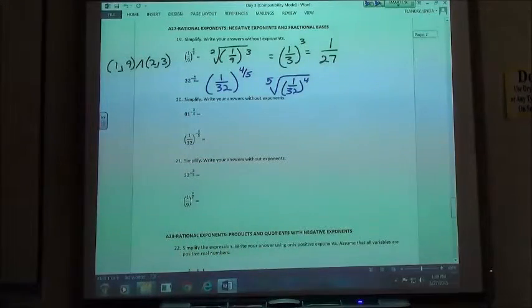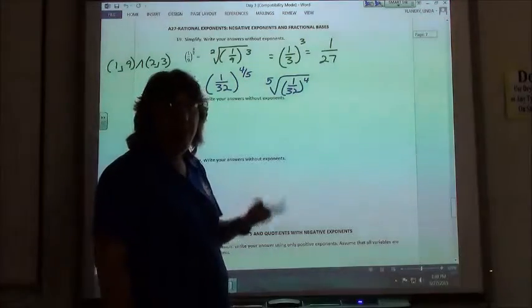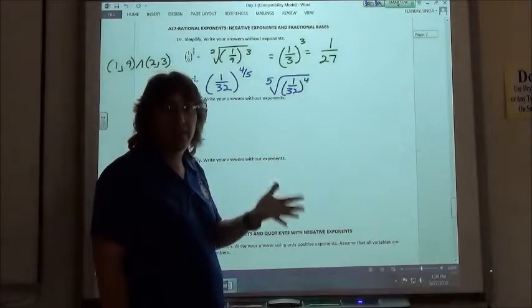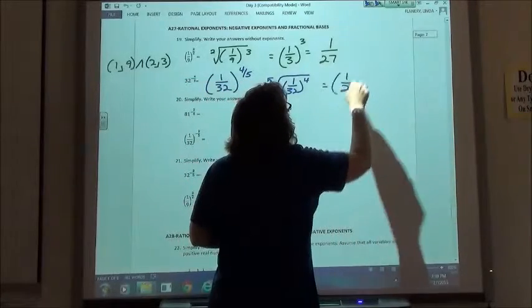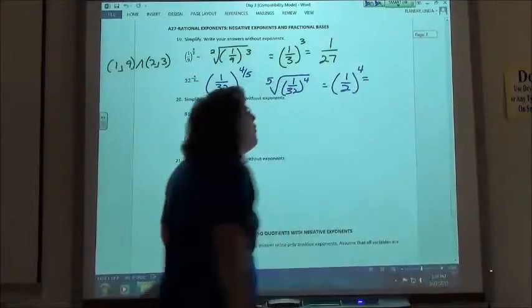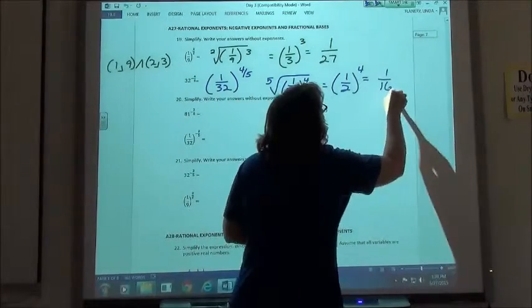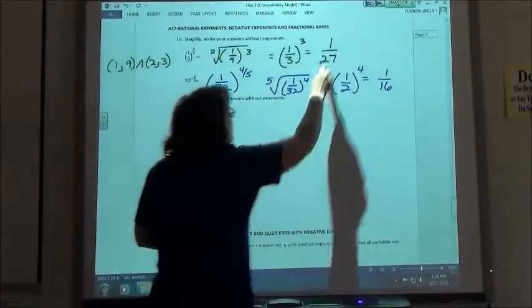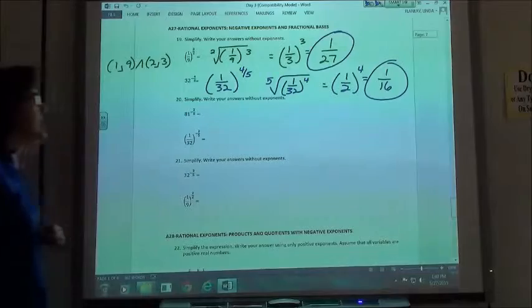Doing my 5th root first, the 5th root of 1/32 would be 1/2. 2 times 2 times 2 times 2 times 2, 2 to the 5th power is 32. So 1/2, and then I'm going to do the 1/2 to the 4th power. 2 to the 4th power is 16, so I get 1/16. So first answer was 1/27, the second one was 1/16.